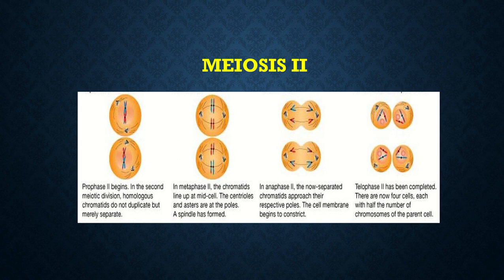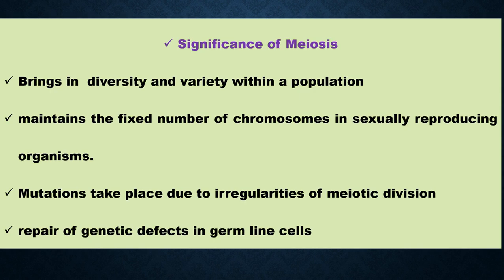Finally, we are moving towards the termination phase. Telophase 2 has been completed. Now what we see? 4 haploid cells are there, which contain exactly half the number of chromosomes which were there in the parent cell. This is how we complete the story of meiosis.